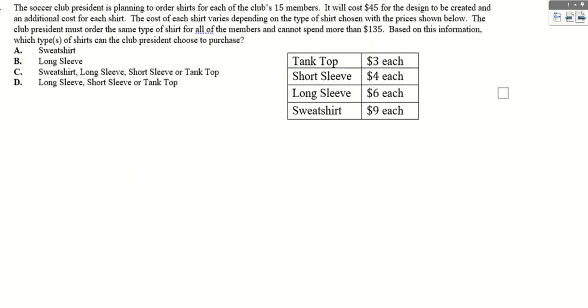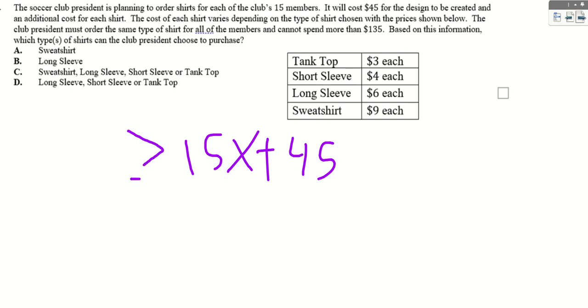All right, so there is a t-shirt company. They charge $45 no matter what. And we have 15 members each buying a shirt. We don't know what shirt they're going to get yet. And whatever this costs, it has to be less than or equal to our budget of $135.